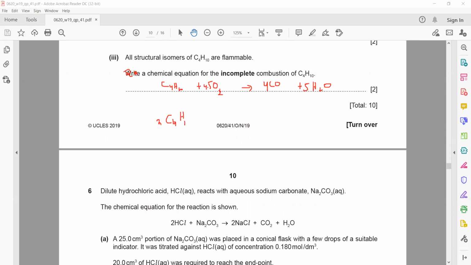Incomplete combustion gives carbon monoxide and water. Complete combustion gives carbon dioxide and water. In incomplete combustion, there is a possibility that unburned carbon is there, but it does not mean you will write both carbon and carbon monoxide. No, only one of them is there. Is it clear?